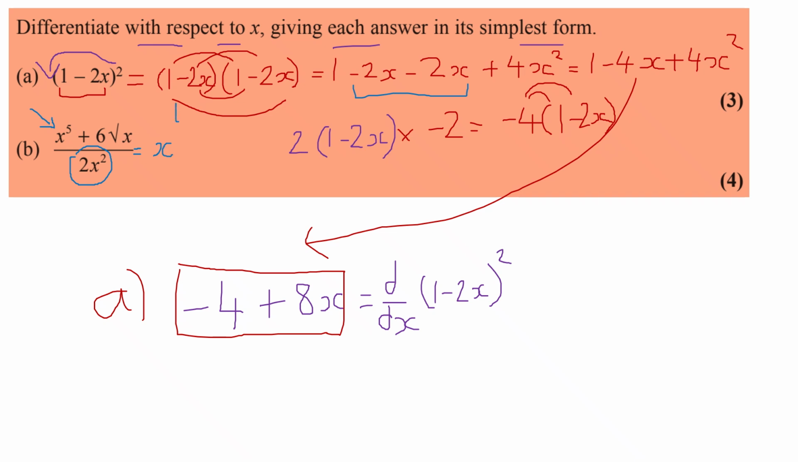So I'm going to have x to the 5 all over 2x squared, plus 6 root x. Now I'm going to write root x here as a power of a half, just to make it a bit easier, all over 2x squared. So hopefully we are all in agreement now.